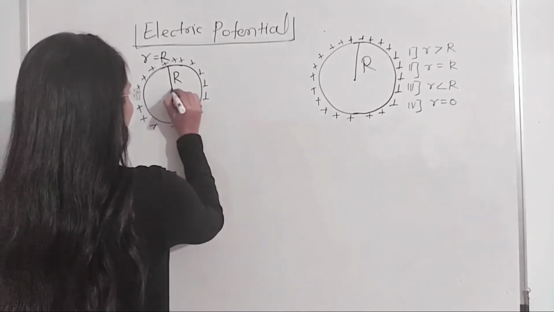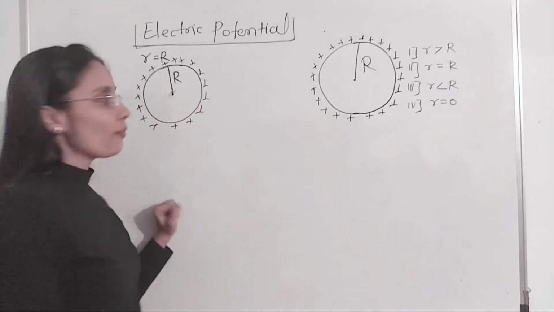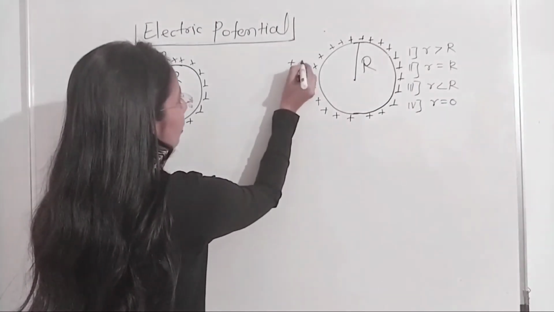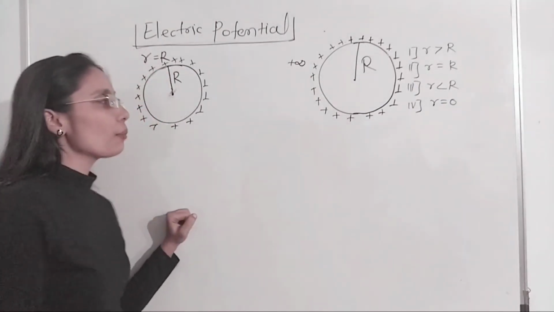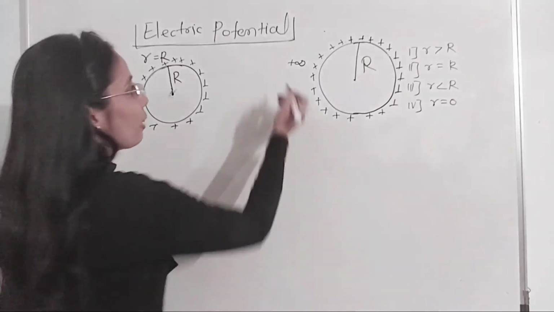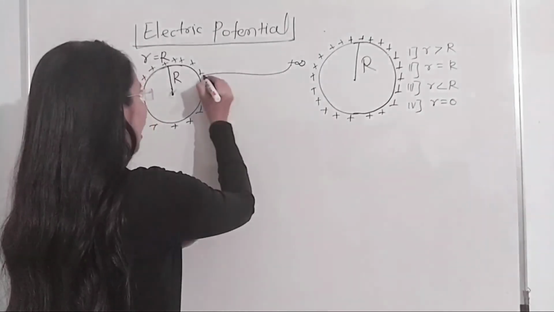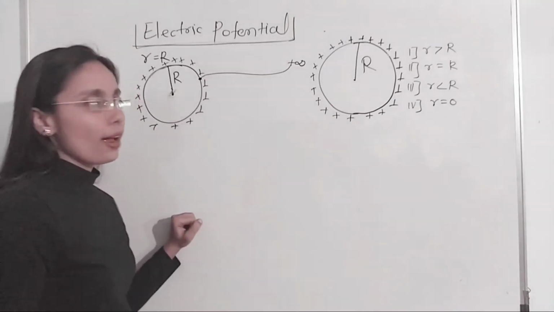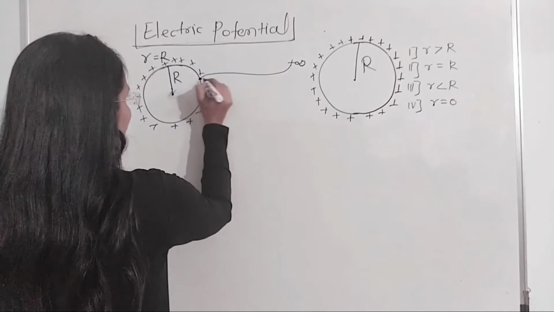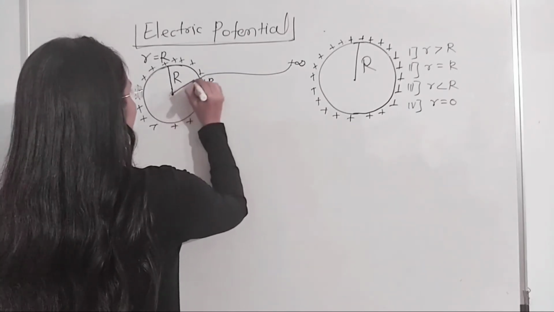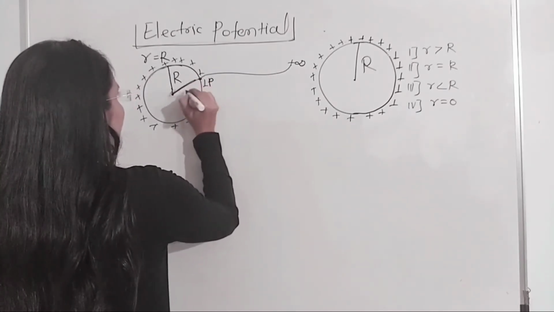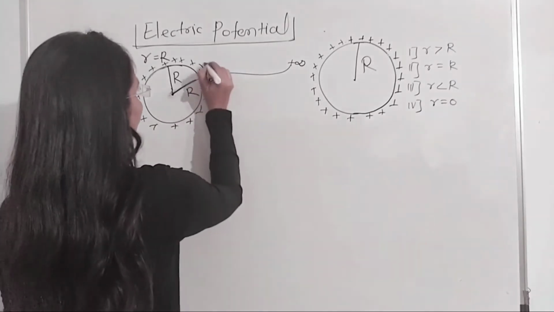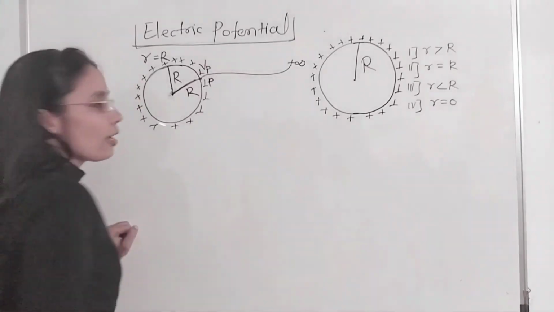So for that we have to first pick up the charge from infinity. Suppose this is the infinity, and we have to pick up a charge from infinity and drop that charge on the surface of the hollow sphere. At this point we drop, suppose this point is P, and the distance of that point from the origin is capital R. So we have to find the electric potential at that point.